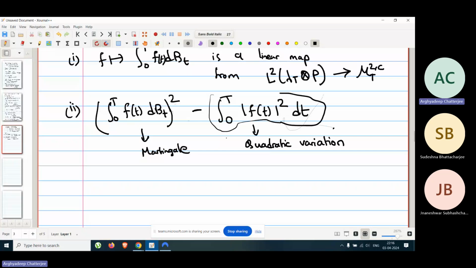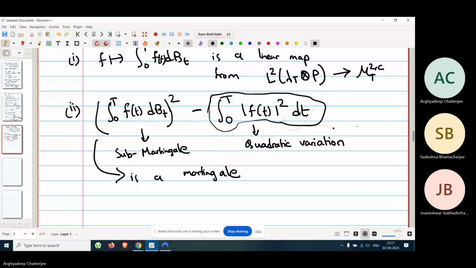It's easy to see that it's increasing. So this minus this increasing process: the inner thing is a martingale, and its square is a submartingale. So the submartingale minus the quadratic variation will be a martingale.